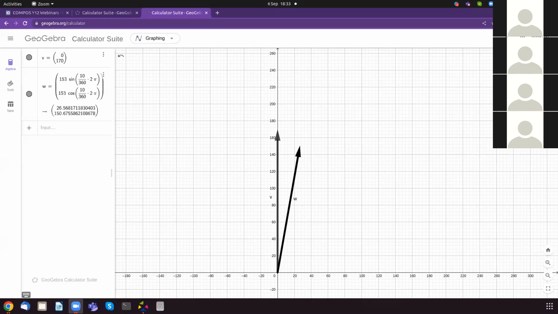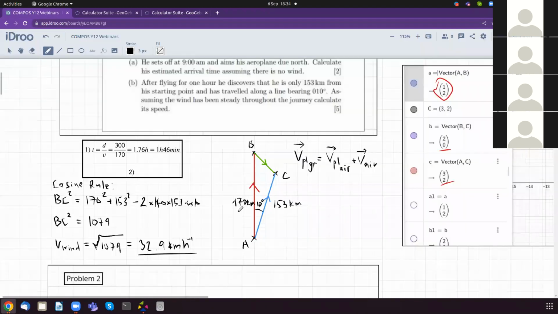All right, and back to the question about the airplane. You should see my screen. If you do not see my screen, let me know. What I've done is I've drawn out these vectors.